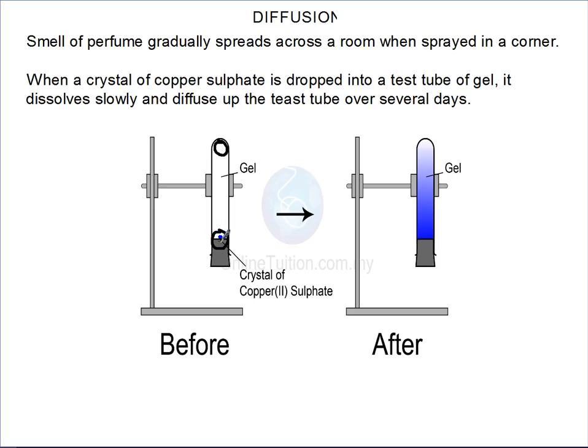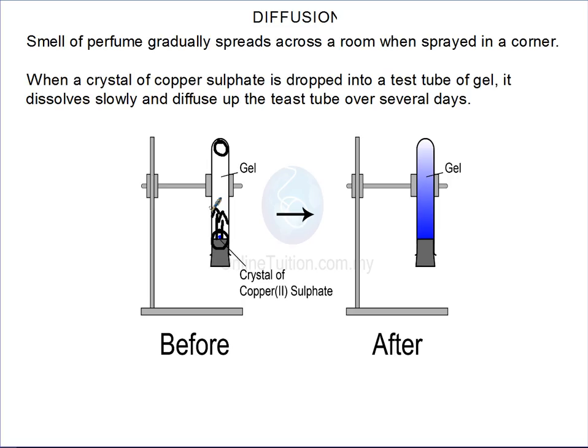Now, with time, diffusion will take place. The copper is going to dissolve and then spread through the test tube. This is what we call the Ritter stand, and then we have the clamp here holding the test tube, which contains the copper 2 sulfate and the gel. With time, you're going to see that the copper 2 sulfate will dissolve and diffuse upwards until there is an even spread. So with diffusion, the particles will keep moving until there is equilibrium, or the particles are evenly distributed.